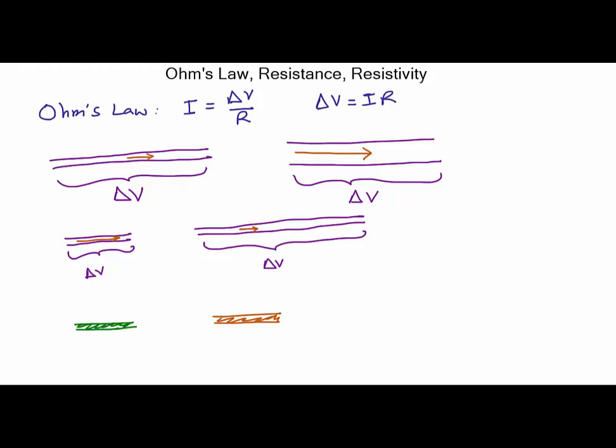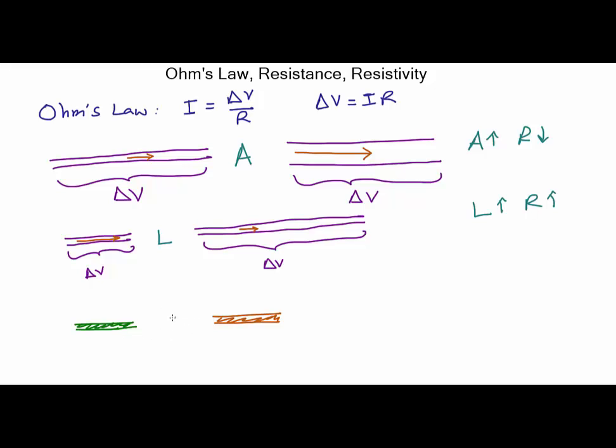So let's summarize these dependencies. Here I'm looking at the cross-sectional area, let's call that A, and we see that current is bigger in a wire with a bigger cross-section, which means the resistance is smaller. So as area increases, resistance decreases. Then we looked at the length of the wire, and here we saw that the longer the wire is, the less the current, which means the bigger the resistance. So the longer the length, the bigger the resistance. And then thirdly, we saw that it depends on the material. In this case, this was copper and this was iron, and we know that copper is a better conductor, which means it's got lower resistance.